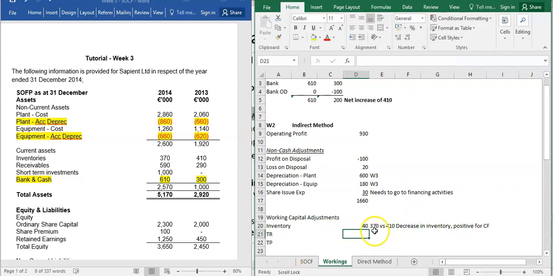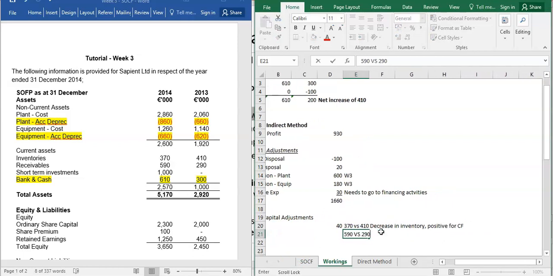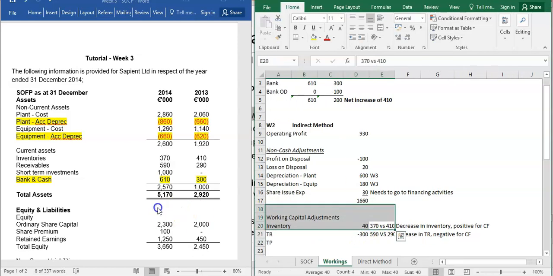Trade receivables is 590 versus 290. That is an increase in trade receivables. Increase in trade receivables, negative for cash flow. So that's actually going to be minus 300. Because there's 300 extra in receivables at the end of the year, that's tying up cash flow. You're getting less cash in, so it's a negative adjustment when you're dealing with the indirect method.